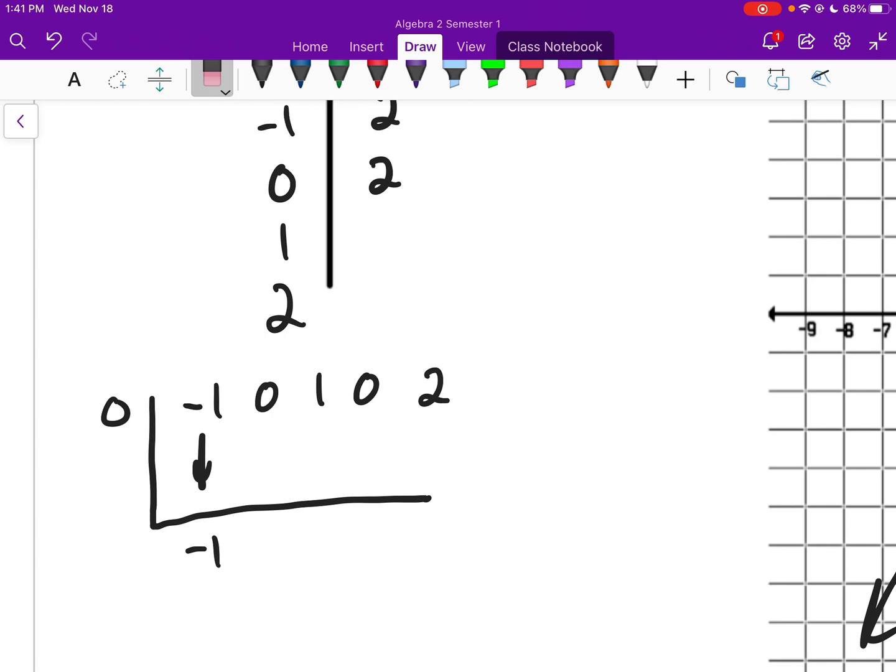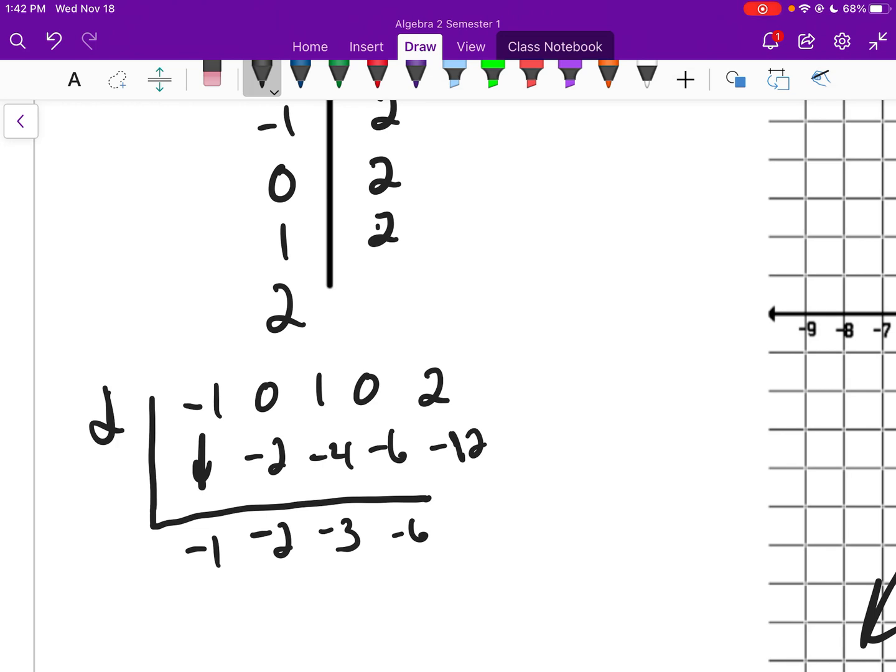Let's evaluate for 1 now. Multiply, add, multiply, add, multiply, add, multiply, add. Okay, one last time then for 2. Multiply, add, multiply, add, multiply, add, and then again multiply, add.